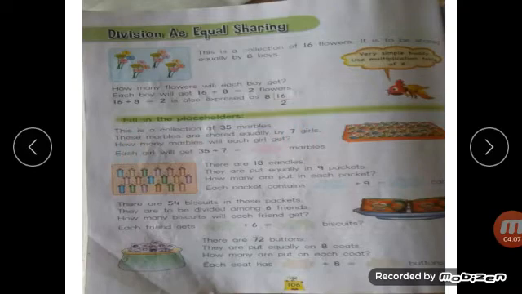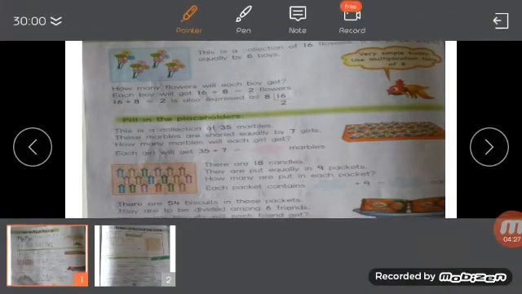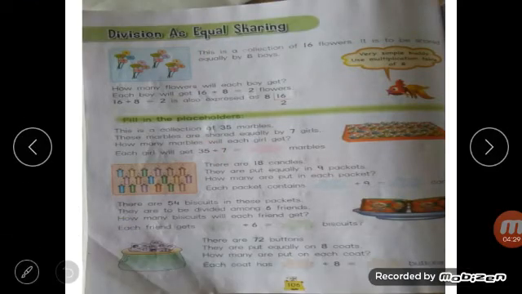So how many marbles will each girl get? So 35 is a big number, no? So how will you find how many marbles one girl will get? What you have to do? You have to read the table of 7 till you get 35. So start reading the table of 7. 7 ones are 7. 7 twos are 14. 7 threes are 21. 7 fours are 28. 7 fives are 35.